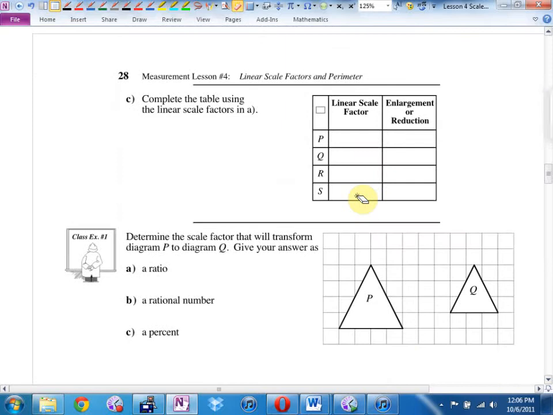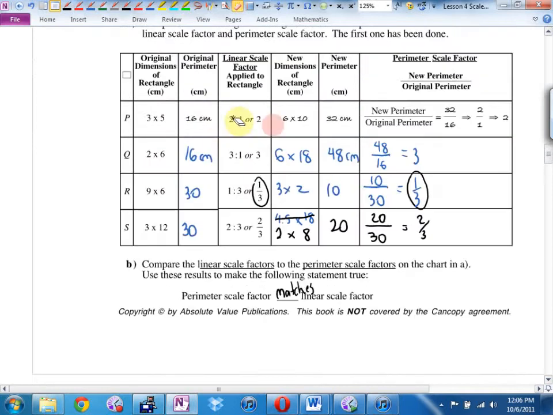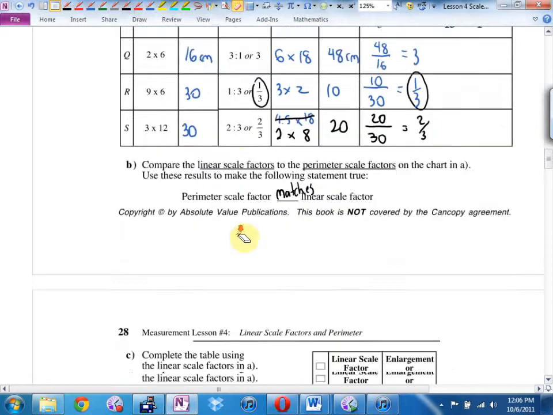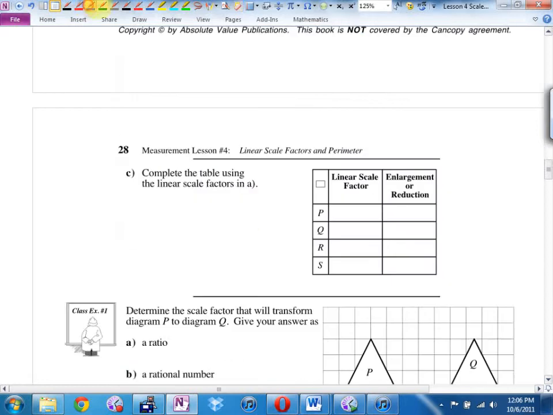So it says complete the table using the linear scale factors in A. So the linear scale factors were 2-to-1, 3-to-1, 1-to-3, and 2-to-3. So I'm just going to write that down. 2-to-1, 3-to-1, 1-to-3, and 2-to-3.